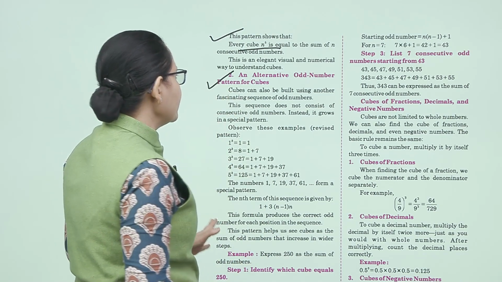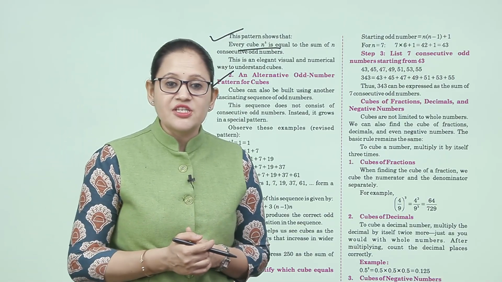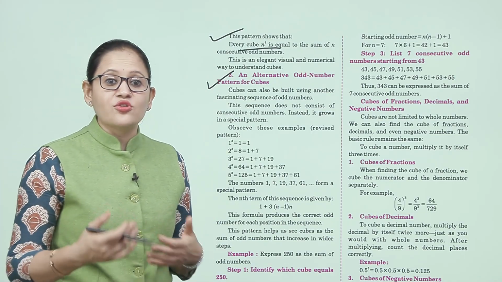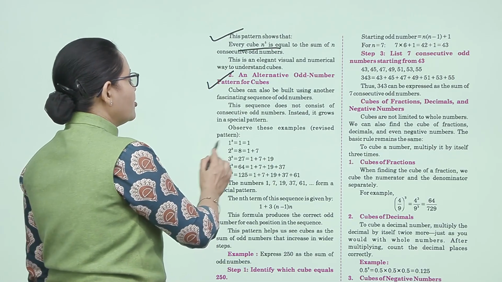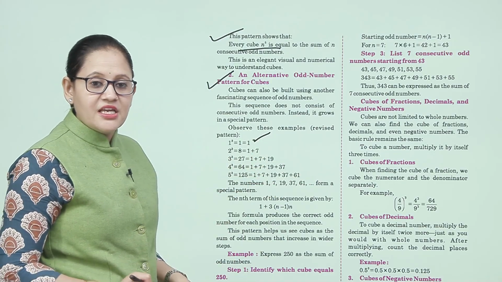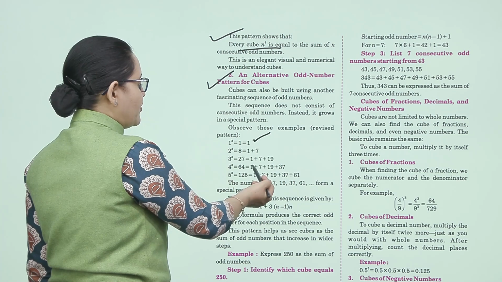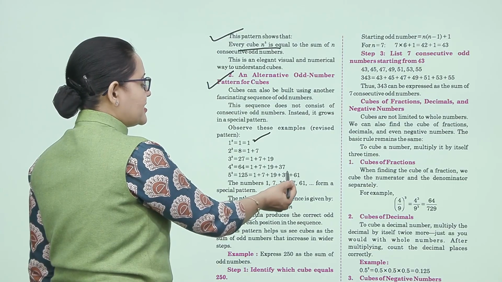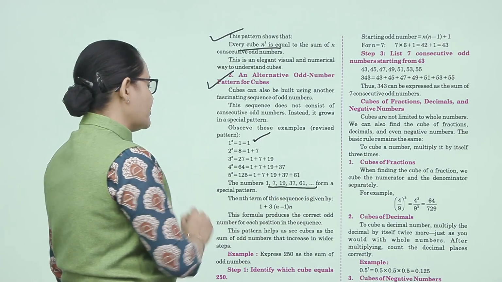An alternative odd number pattern of the cube can also be built using another fascinating sequence of odd numbers. This sequence does not consist of consecutive odd numbers, instead it grows in a special pattern. Observe these examples. The cube of 1 is 1, the cube of 2, that is 8, is 1 plus 7, the cube of 3, 27, is 1 plus 7 plus 19. Then the cube of 4, 64, is 1 plus 7 plus 19 plus 37. The cube of 5 is 1 plus 7 plus 19 plus 37 plus 61. So, the numbers 1, 7, 19, 37 and 61 form a special pattern.